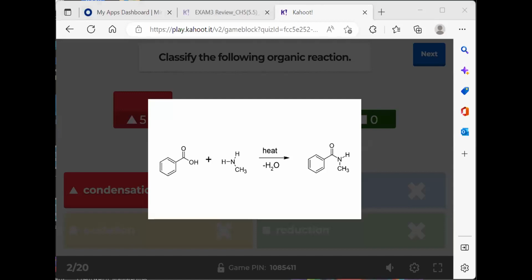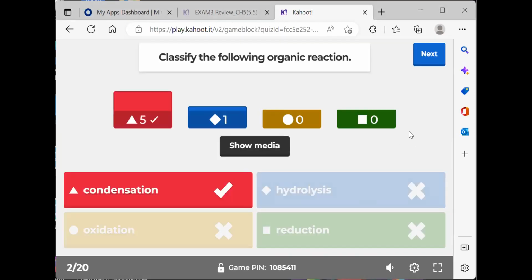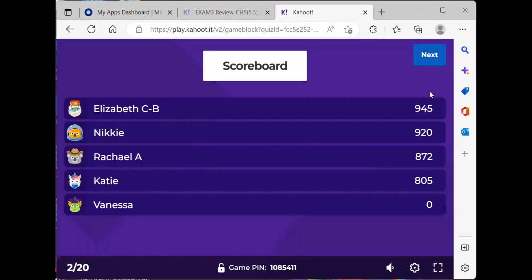So for the student that missed this, as you can see, carboxylic acid, amine, overall, we're heating it, we're losing water, we're forming an amide. That's what tells us that this is a condensation. Let's continue.